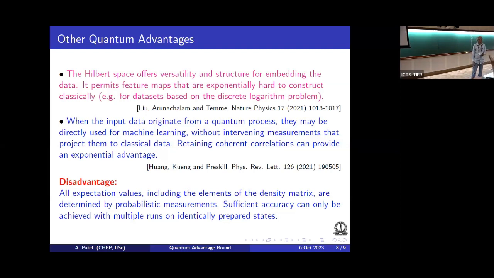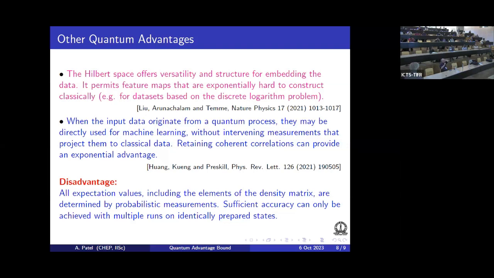Questions? I'm reading from this screen, the second paragraph. When the input data originate from a quantum process, they may be directly used for machine learning without intervening measurements. So I'm not sure I understand. I mean, if you have some data, then either you or the machine itself are doing some measurement on the state. So how can you use this without performing measurement?